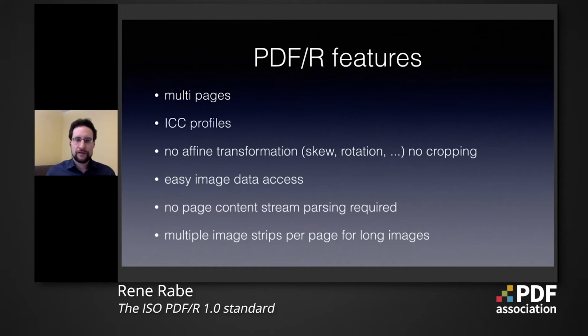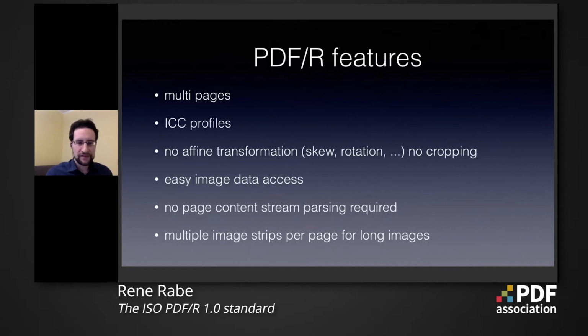So PDFR features, what is left in the end for you and developers to use? Multiple pages, as I said, very important, more than one image or more than one page, ICC profiles for scanning with color calibration, and however, no affine transforms. So this means, as I showed earlier, no skewed image, no rotation, except 90 degrees, but not through these transforms, and no cropping. This means that applications have easy direct image access. There are no transformations to be applied.